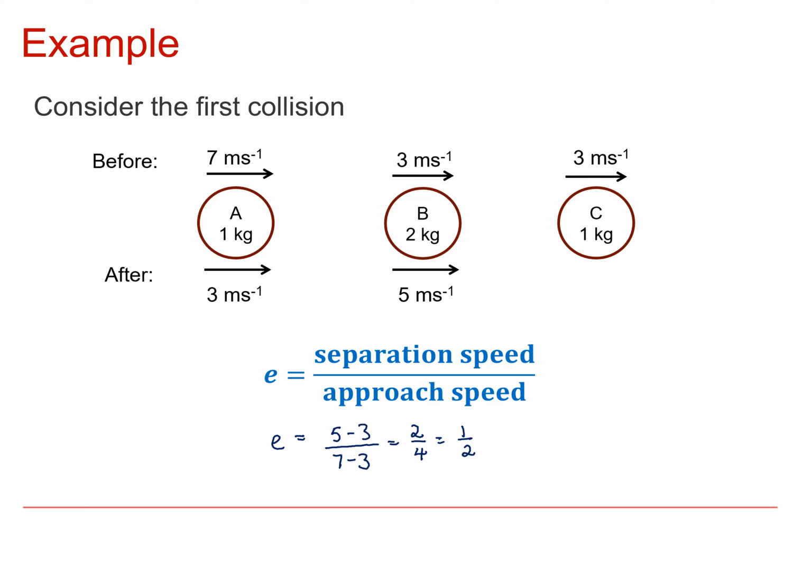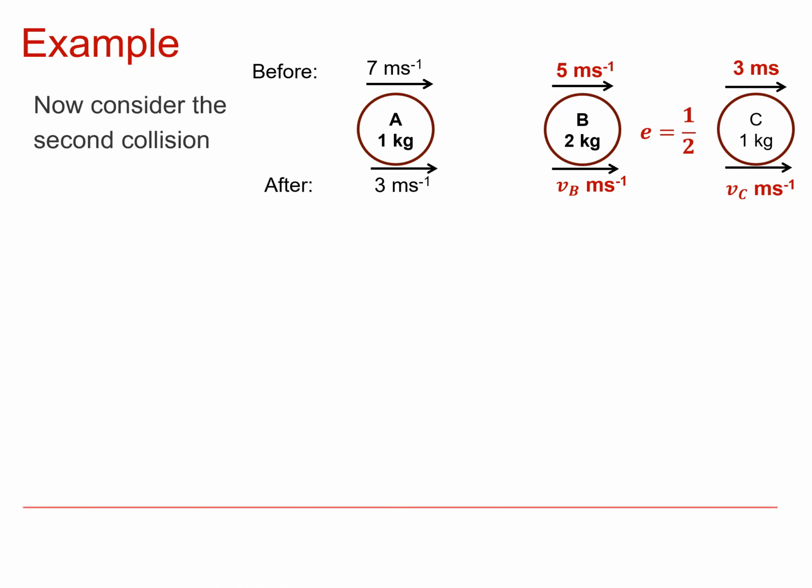Now we've got that value of E, we can go on and look at the second collision. So now we've put in two unknowns, because afterwards we've got the velocities of B and C, both of which need to be found. We can do that because we've got two equations, one for the coefficient of restitution and another for conservation of momentum. Considering first the coefficient of restitution, E is equal to 1/2, the speed of separation will be Vc minus Vb, and the speed of approach is 5 minus 3, which is 2. So from this we get that Vc minus Vb is equal to 1. That's one equation connecting the velocity of B and the velocity of C.